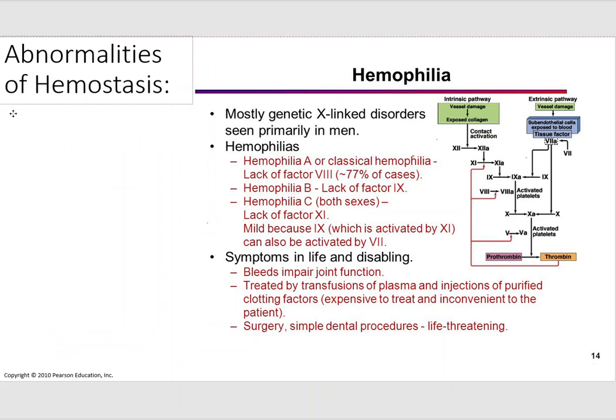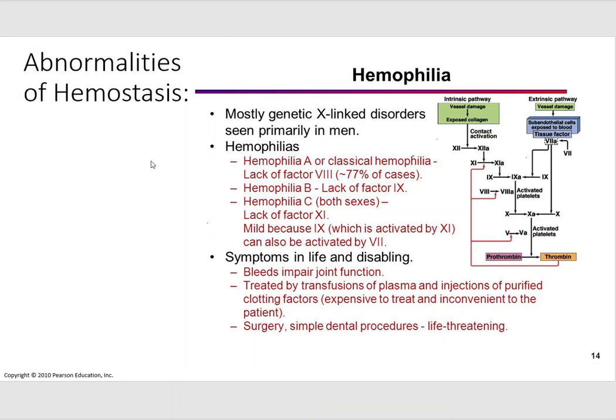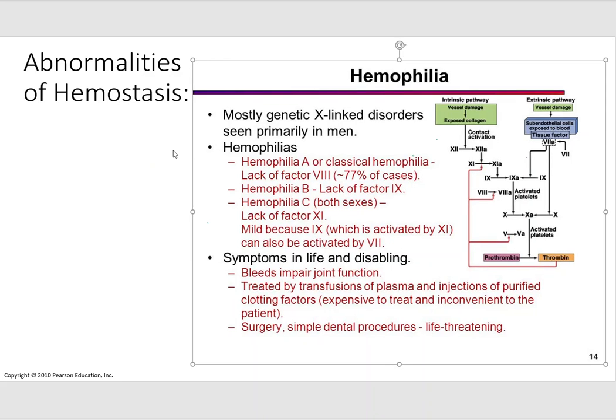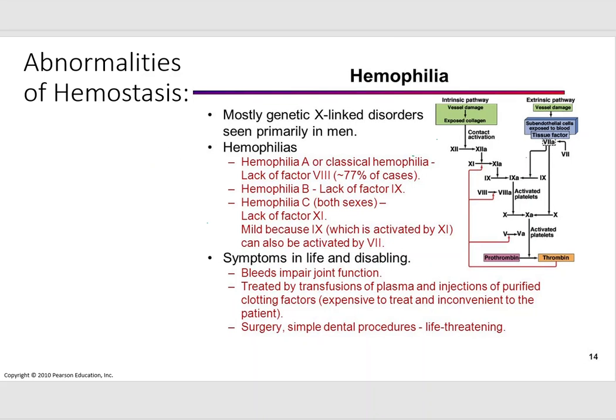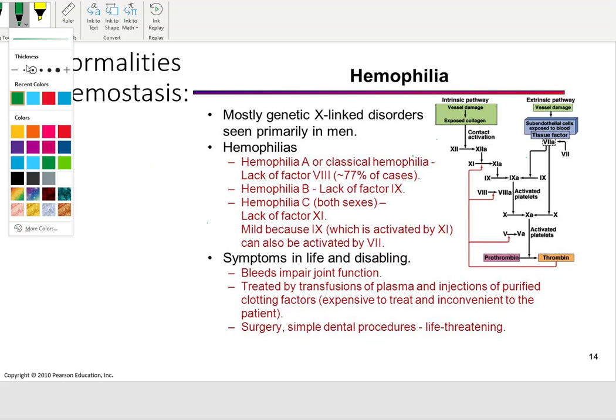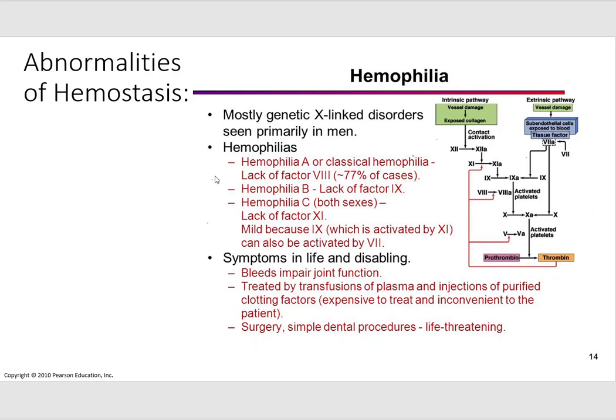Hemophilia. Oops, I didn't know that thing moved. Hemophilia is when something goes wrong in our clotting cascade. So let's break these into different categories. Okay, so hemophilia A, this is the classic kind.